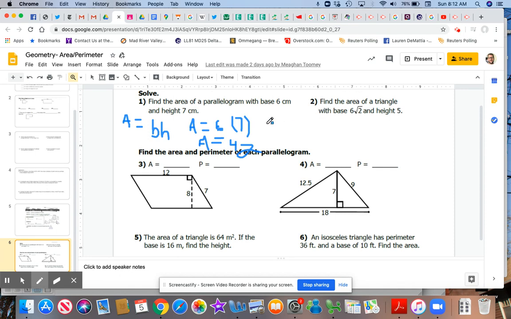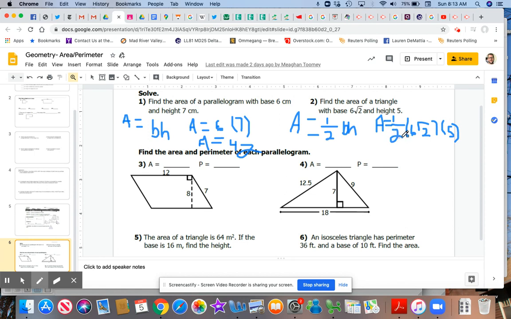Let's find the area of a triangle with a base of 6 square root of 2 and a height of 5. Don't get worried about the square root of 2. The area equals 1/2 base times the height, and you guys have this on your reference sheet. So the area equals, the 1/2 doesn't change, it's still 1/2. And then the base is 6 root 2, and the height's 5.